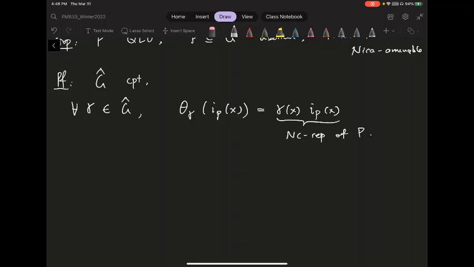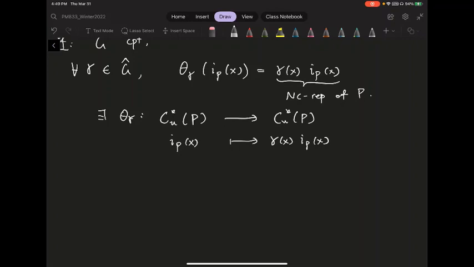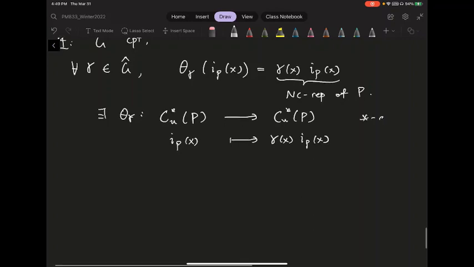And because it's a Nica covariant representation, by the universality of the universal C-star algebra, this theta really just extends to a C-star homomorphism. So I map it from the universal C-star algebra. Its range is clearly still inside the universal C-star algebra of the semigroup. What it does is basically doing this twist. I map it to gamma of x times i_P of x. All right, this is going to be invertible, so everything is going to be a star automorphism. You can easily check it's also continuous.